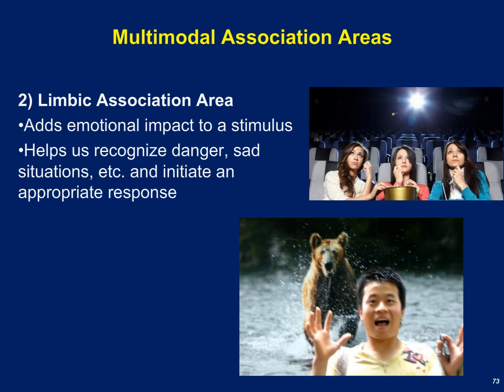Another reason why the limbic association area is very important is because it helps us to recognize danger and initiate an appropriate motor response. For example, this guy looks up, he sees a grizzly bear that's running towards him. The appropriate response is to do what he's doing, throw your hands up in the air, run, and also scream. So all of these are very sort of automatic responses to danger. And people that have had damage to, let's say, the amygdala or other areas of the limbic system don't recognize danger, and they also don't respond appropriately to it.